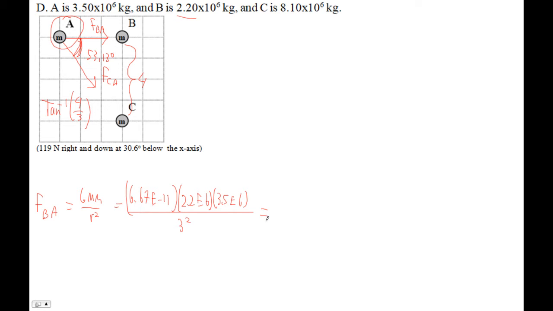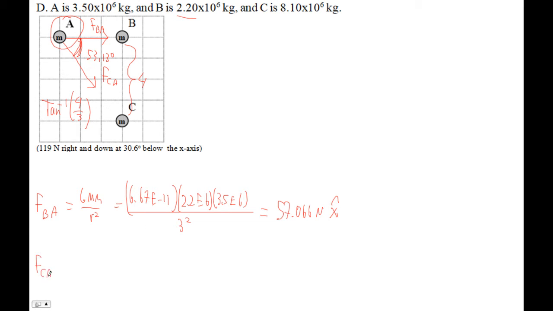I'm going alpha F1 and grabbing that first one. 6.67 E minus 11 times 2.2 E6 times 3.5 E6. Did I do that right? I did. I've got the numerator. Okay. The denominator is just 3 squared. I get 57.066. Roughly. I'm just rounding newtons. And that is all of it in the X direction, right? It's all in the X direction. 0 degrees, right? All of that's in the X. That's easy.